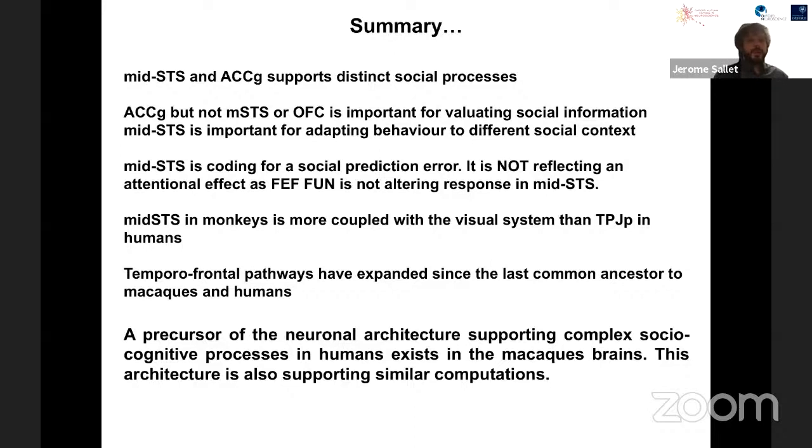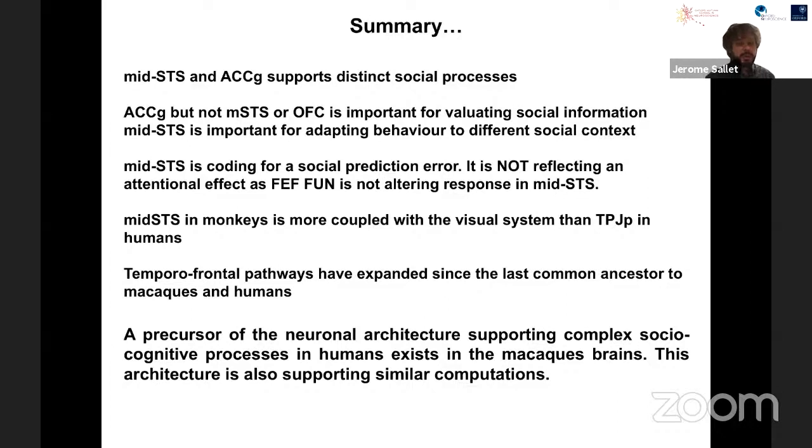If you interpret the activity of the TPJ within this predictive coding framework, then we have been able to identify that the mid-STS is coding for a social prediction error and not an attentional effect, as when you stimulate the FEF, you're not altering the response of the mid-STS. So it suggests, jumping to the conclusion already, that there is a precursor of the neuronal architecture supporting complex social cognitive process in the human brain.